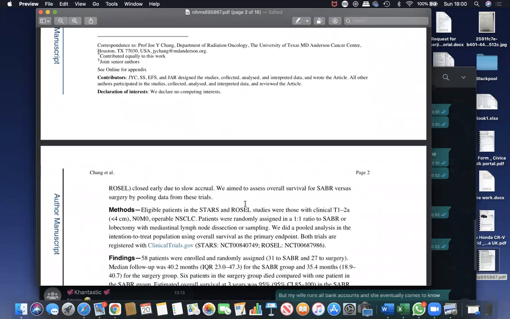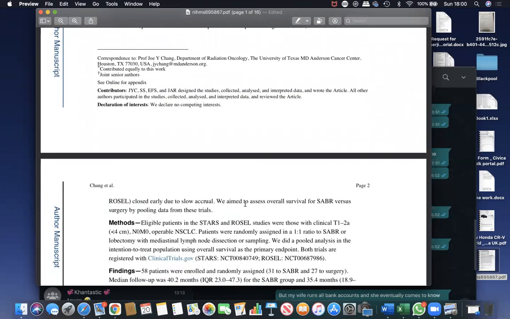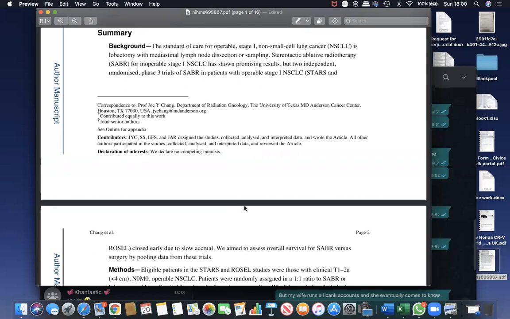Slow accrual. Sorry? Accrual, sir. Okay, accrual, that is a matter of language. So accrual means slow collection. Accrual means collecting something. So that's okay. But more importantly, never mind the English, is there something in these 5 lines that you don't know, that you do not understand as a reader?